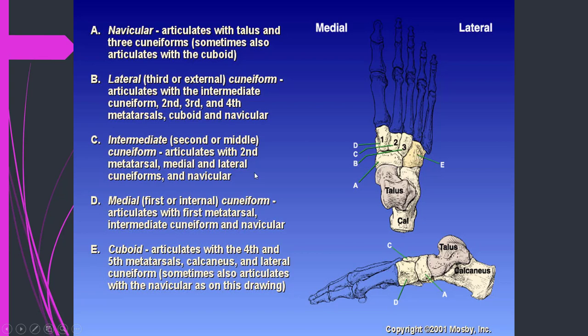So make sure that when you're looking over your anatomy, you understand what is articulating on what end of each of those tarsal bones. So if I were to ask you your medial cuneiform articulates with what, you should be able to tell me that it's going to articulate with the first metatarsal, the intermediate cuneiform, and the navicular bone. Your cuboid is going to articulate with the fifth metatarsal, your calcaneus, and that lateral cuneiform.